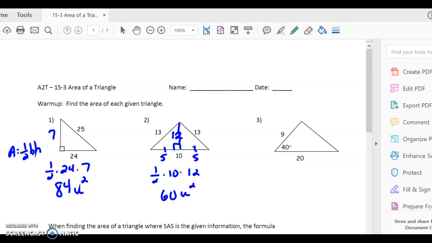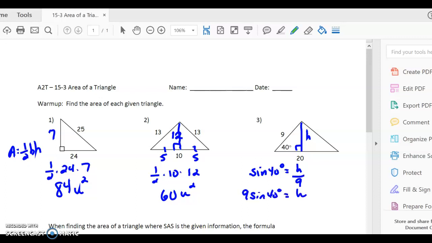Now the last one is the hardest one. Again, we don't have the height, so we're going to have to drop the height. However, because it's not isosceles, we do not know that the 20 would be bisected. So therefore, we're going to have to use trigonometry. If we look at 40 degrees, h would be considered the opposite side, and 9 would be considered the hypotenuse. So the sine of 40 degrees is equal to h over 9, we can multiply through by 9, so we'd have 9 times the sine of 40.